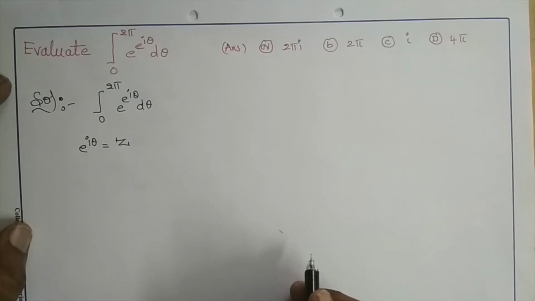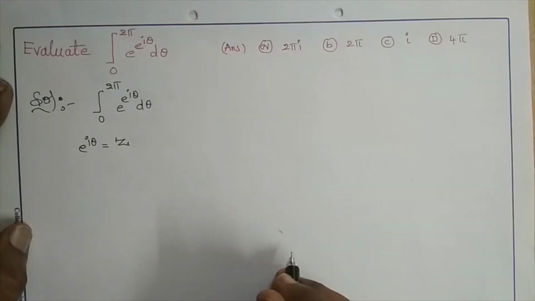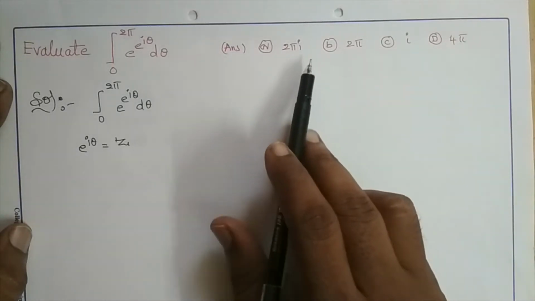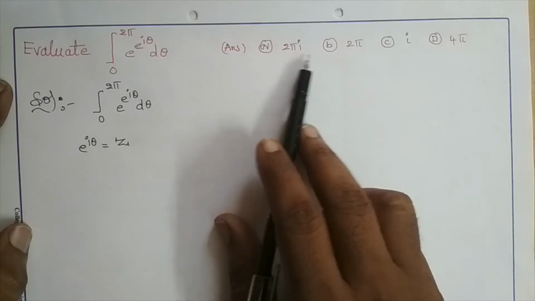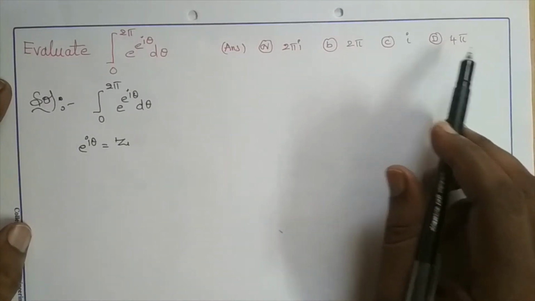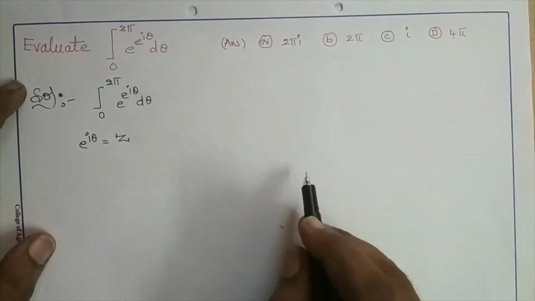Now I am going to teach today: evaluate the integral from 0 to 2 pi of e power i theta d theta. There are four options. Option A: 2 pi i, option B: 2 pi, option C: i, option D: 4 pi. Now we are going to crack this question.